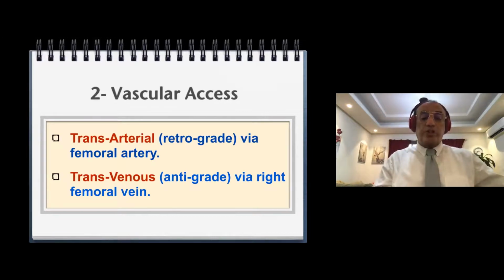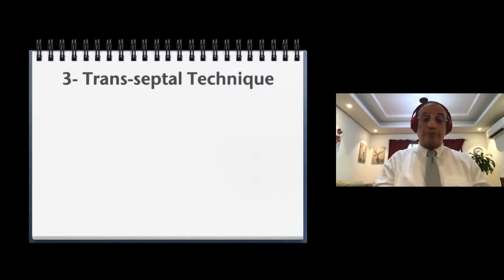Another approach, which is obsolete now, is a retrograde approach using the femoral artery, aortic valve, then from the LV retrograde to the mitral valve, then you will do the balloon valvuloplasty. But the commonest, in 100% of cases now, is the transvenous, antegrade approach.